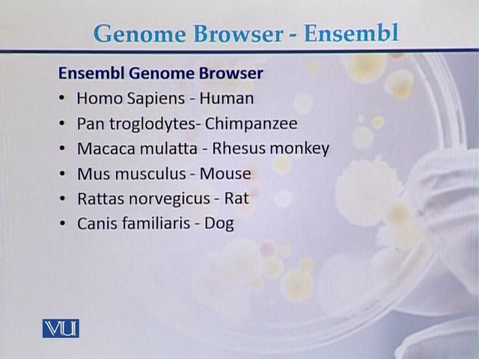Ensembl Genome Browser has the genome of many organisms. Some of the examples are, we can see the genome of humans, chimpanzee, monkey, mouse, rat, dog. The genome of all these species is present on Ensembl Genome Browser. These are some of the examples, although there is a long list of species whose genome has been sequenced and the sequence data is present on the Ensembl.